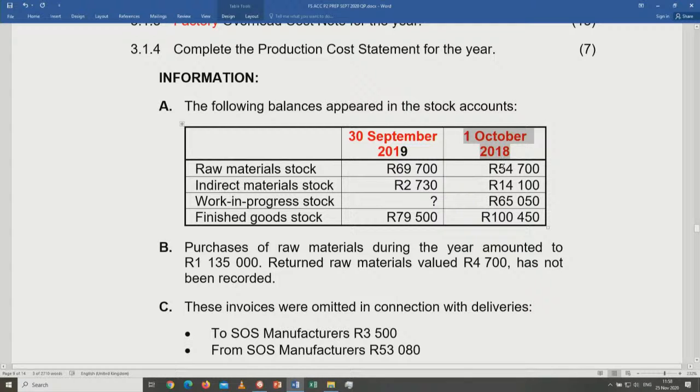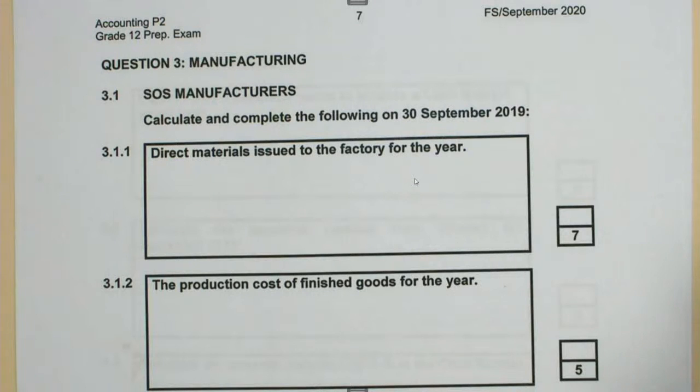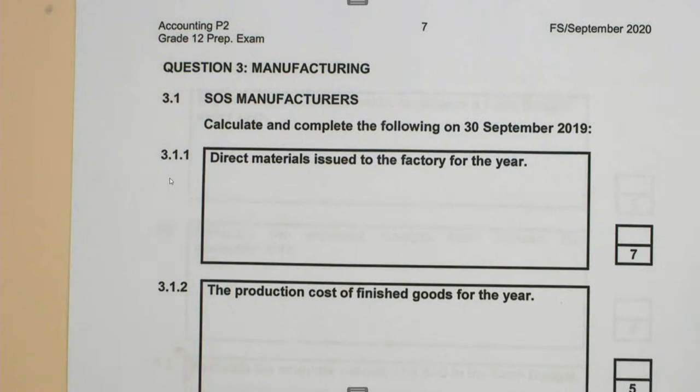Our opening for raw material is 54,700. Our closing is 69,700. I'm just going to go to my answer book quickly. This is your answer book, right? SOS manufacturers, calculate and complete the following on 30 September. Now I've seen that my raw material opening stock and my closing stock is 54,700 and 69,700.